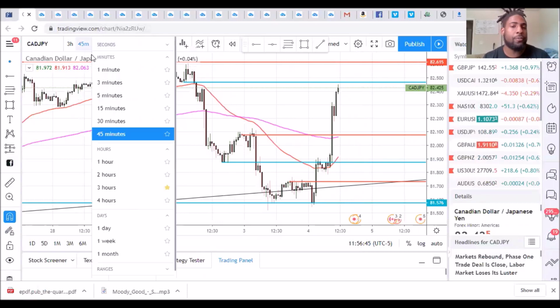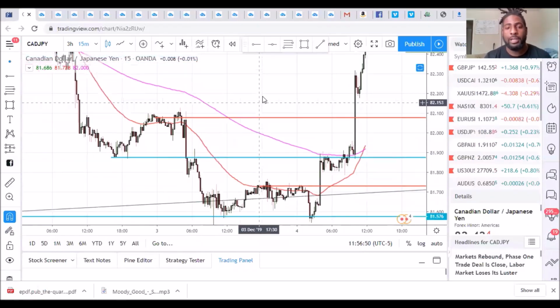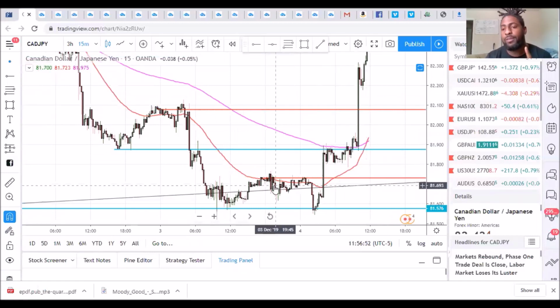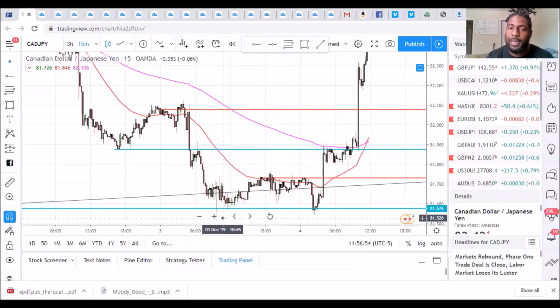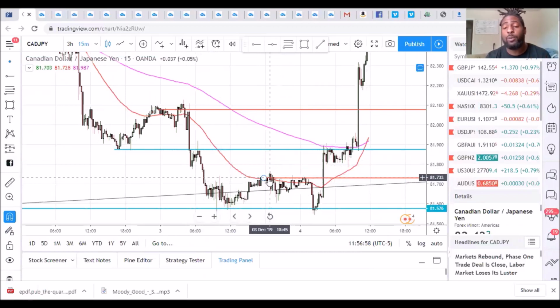Before we have news, before anything happens, we're looking at our structure just to figure out what areas need to be broken to the upside and downside. CAD, we have a double bottom here, okay? Where price came down, tested, retested to the upside, was not able to break. So we made our high from our previous low being formed.